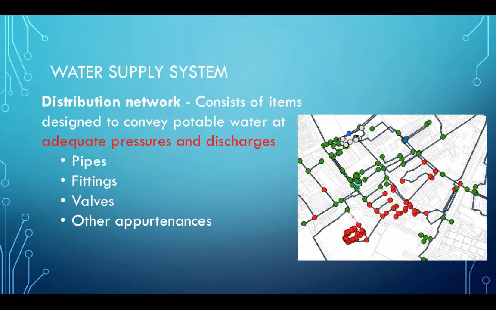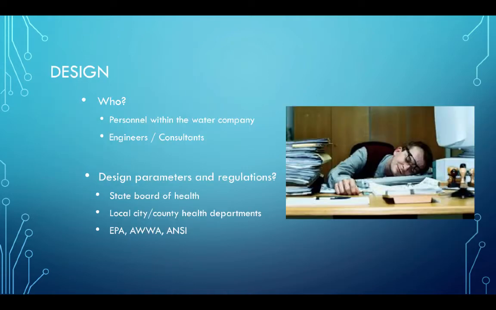The distribution network consists of items that are designed to convey potable water, and the key things that we're interested in as design engineers or operation engineers is adequate pressures and discharges. The system is comprised of components such as pipes, fittings, valves, and other appurtenances. So that's a fitting that doesn't fall in any other category. Who does the design? In some cases, the people at the water company themselves do it. The actual work is going to be carried out by engineers or consultants that are engineers.